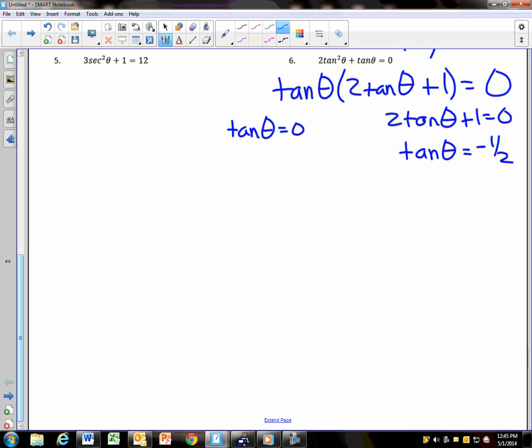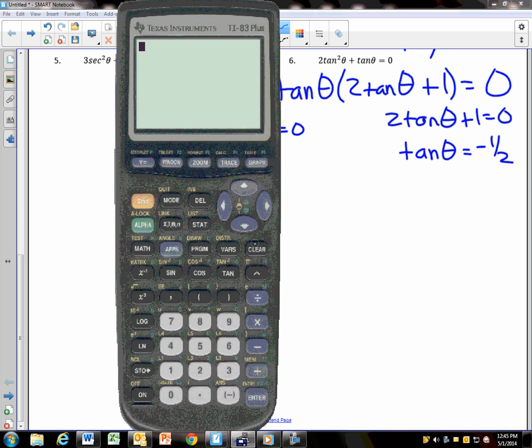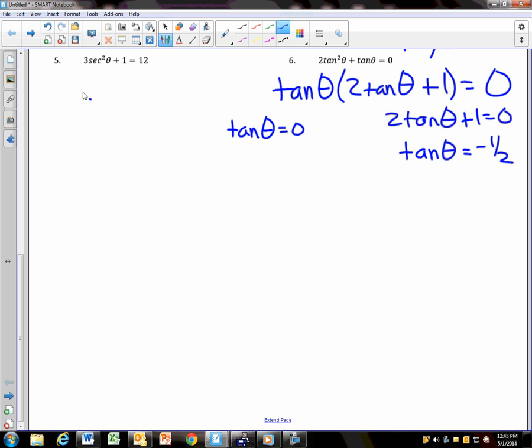So we have to answer the question now, where is tangent of theta equal to 0? What does that mean? Right on the x-axis, right? So right on the x-axis would be 0 degrees. It would also be 360 or 180. So you see 0 degrees, 180 degrees, and 360 degrees. Okay? So we've got 3 spots where tangent theta is equal to 0.